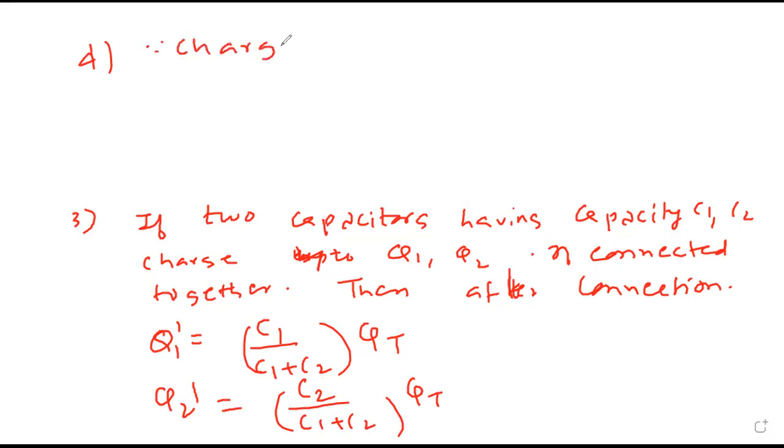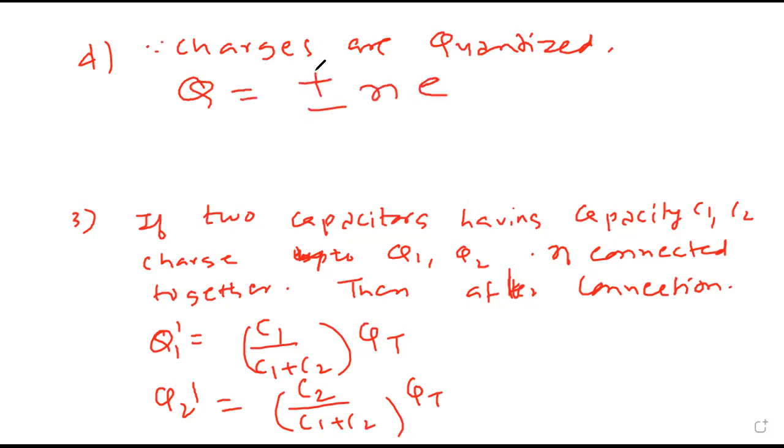Then one very basic: since charges are quantized, therefore total charge is always plus or minus an integral multiple of charge of electron. Positive when lost and negative when gained. Positive when electrons are lost. Negative when electrons are gained.